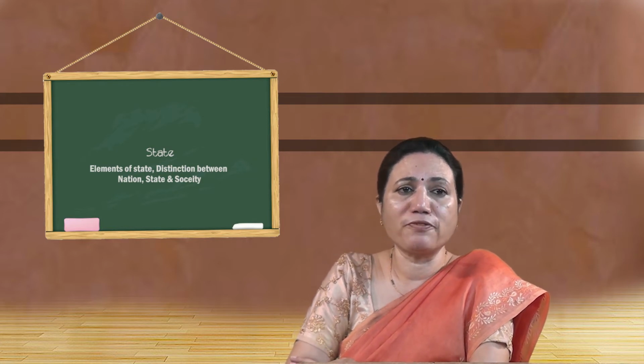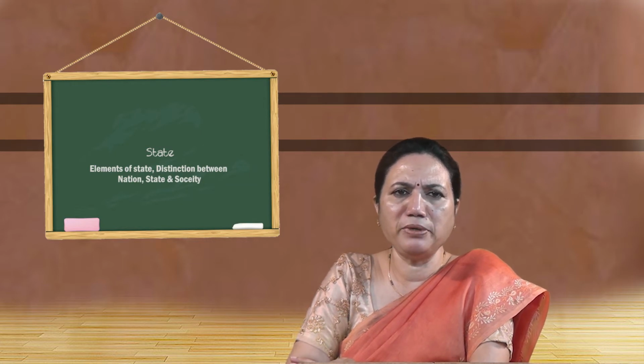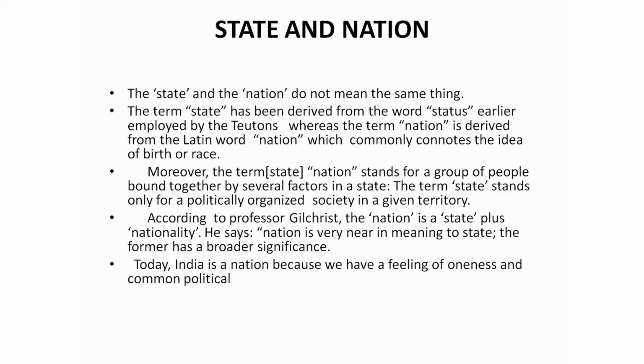So according to Professor Gilchrist, the nation is a state plus nationality. So nation is very near in meaning to state. The former has a broader significance. So it becomes sentimental and psychological. Today, India is a nation because we have a feeling of oneness and common political organization.